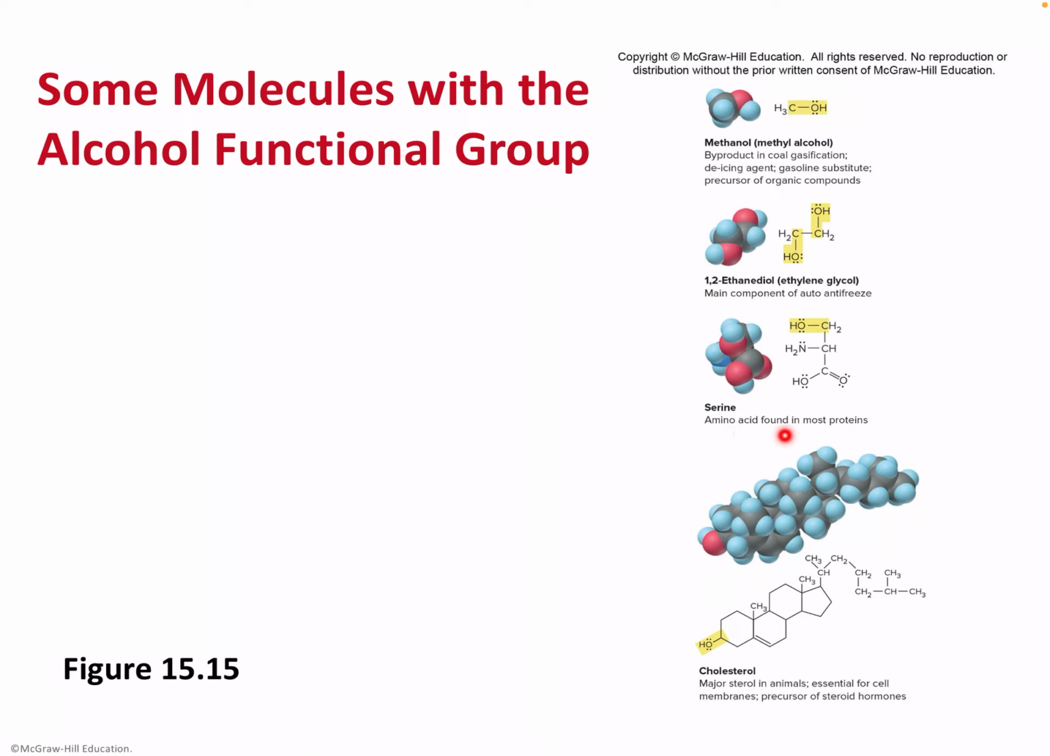Serine is an amino acid found in proteins. And cholesterol, you can see that there is an alcohol part in it, and the alcohol in cholesterol is right there. So this is the cholesterol molecule.